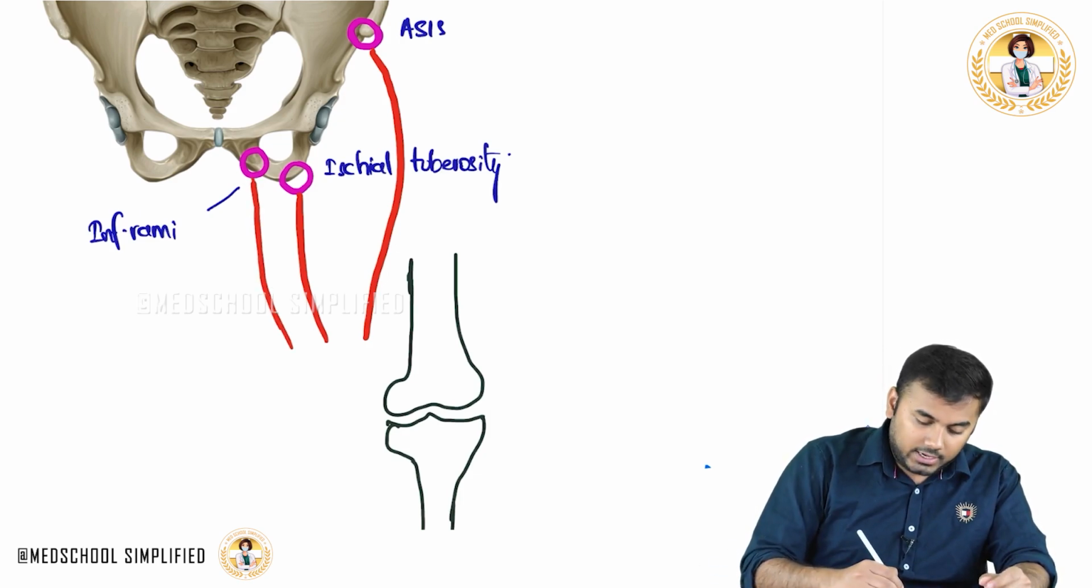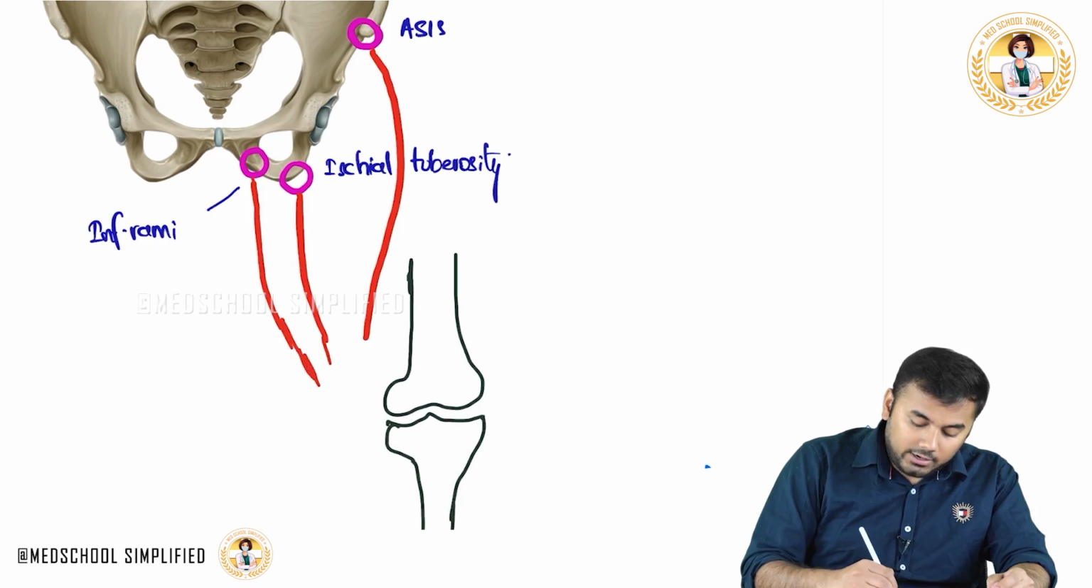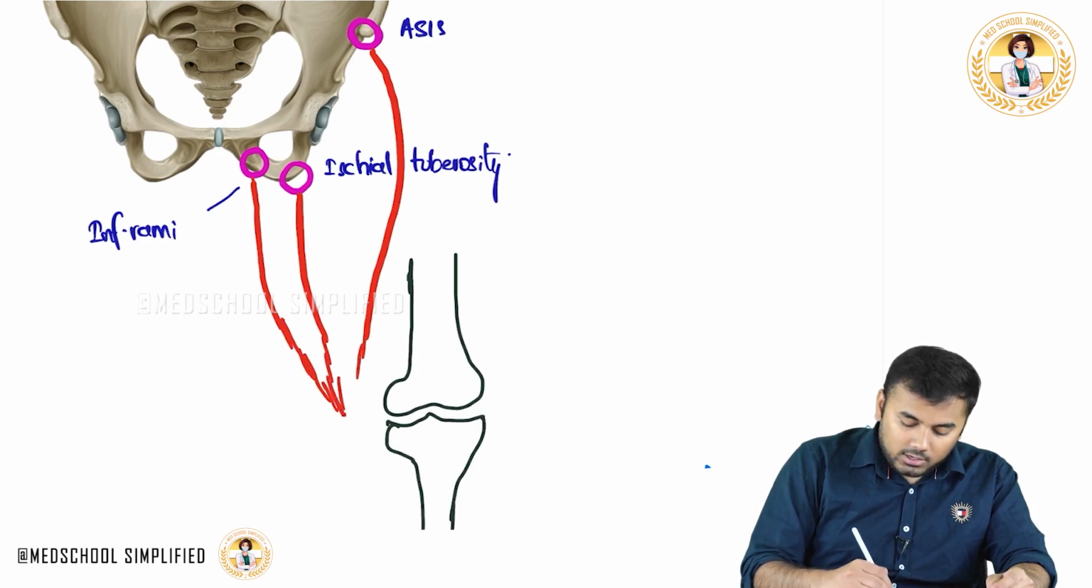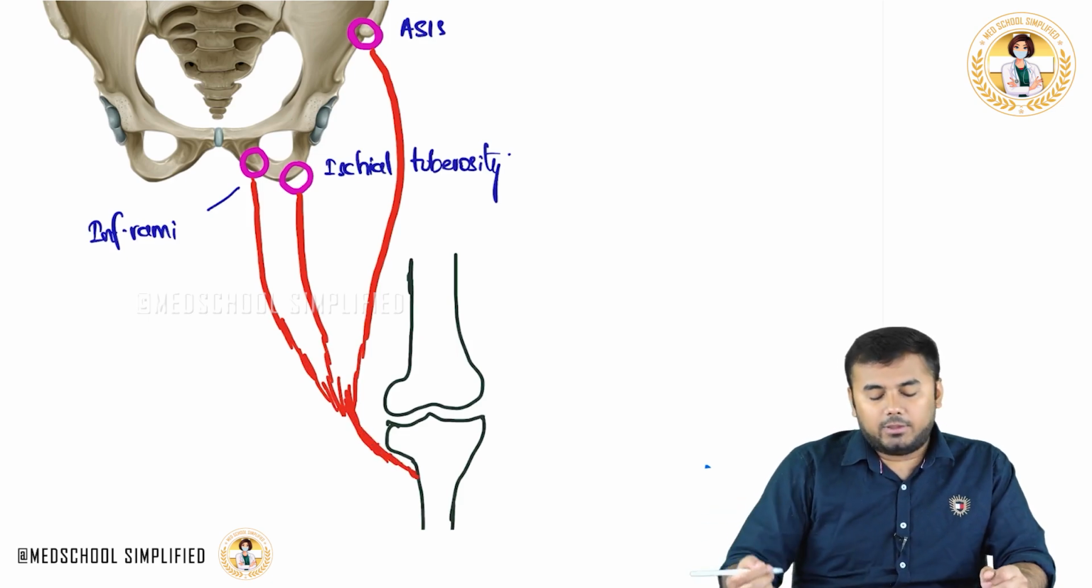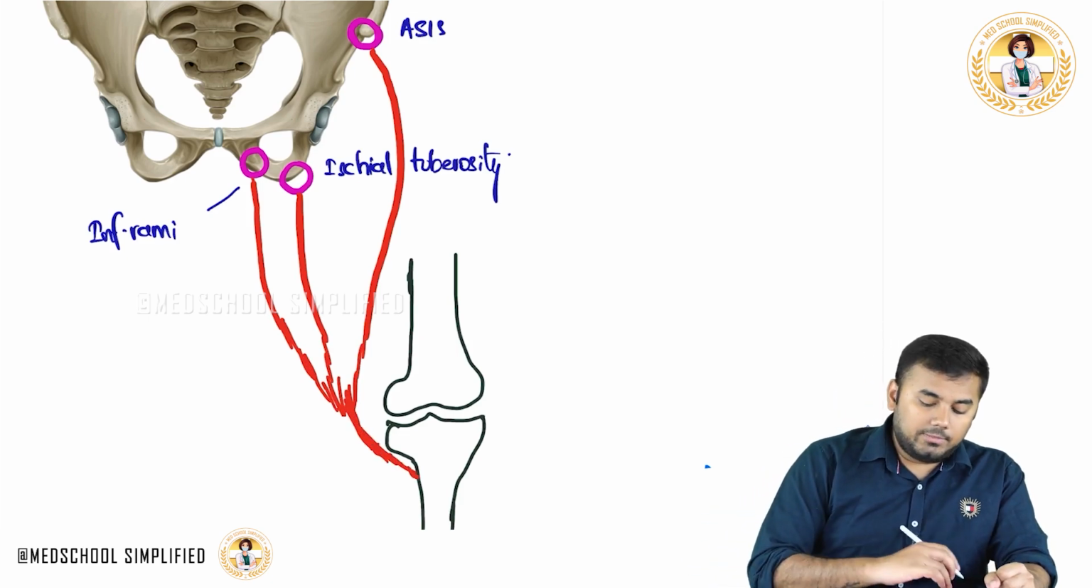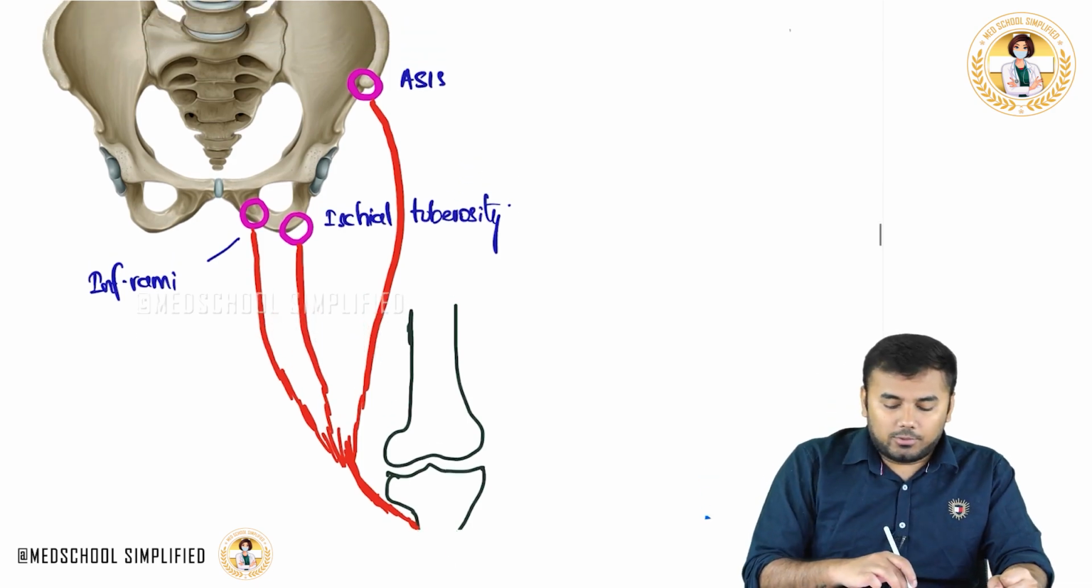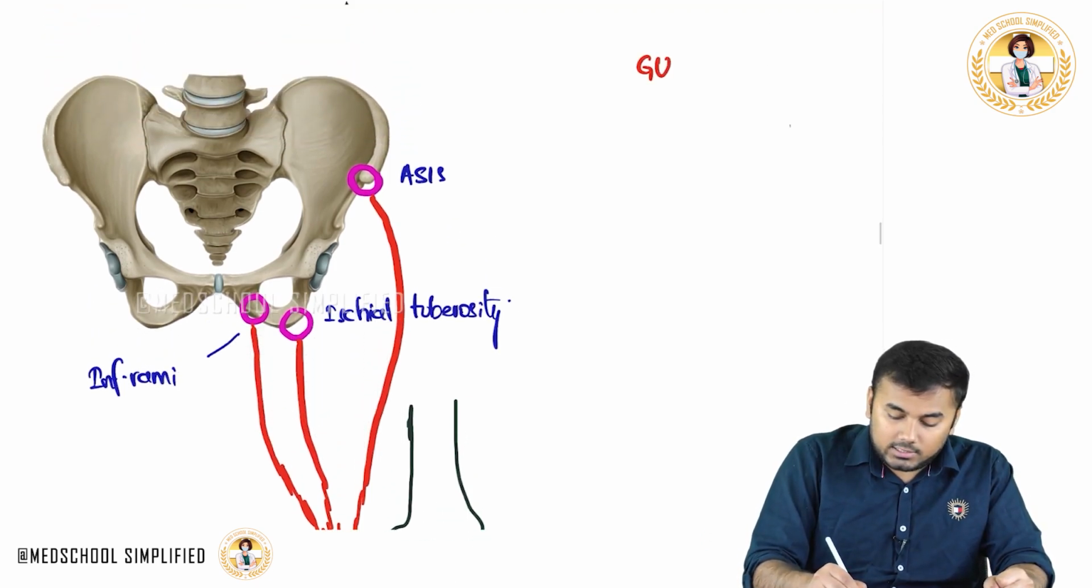So all of them, they come together, they join and form a common tendon, and this tendon is attached to the medial side of tibia, okay? So these 3 muscles are called as Guyropes muscles.